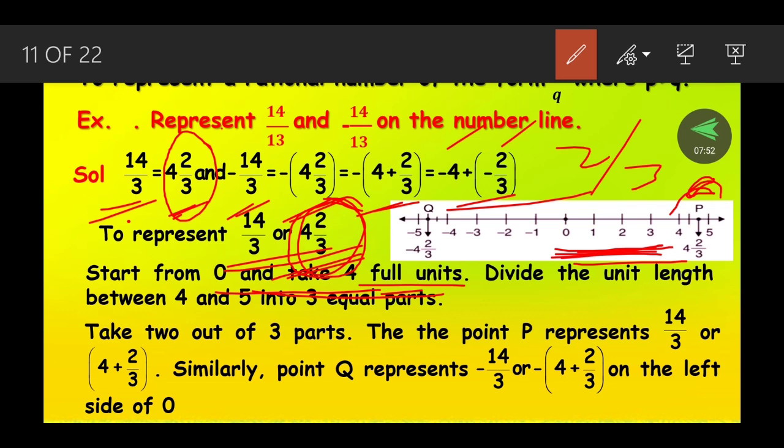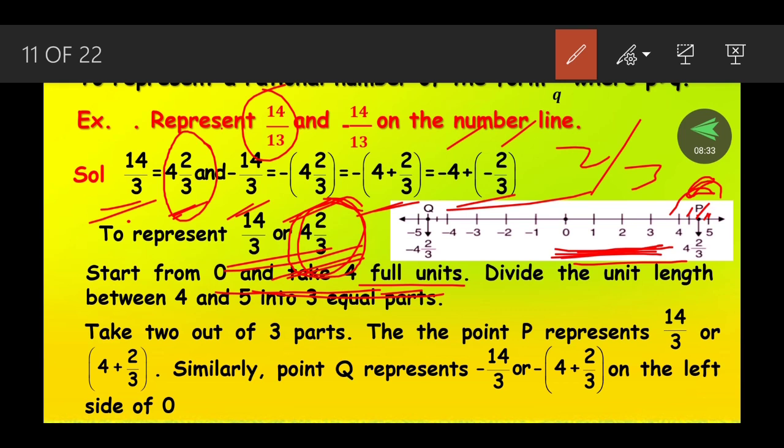And 2 parts. At 1, 2. At the second part, we have to keep P. After crossing 4, between 4 and 5, we have to take 3 divisions, and the second division from 4 we have to take as P. So that represents 4 2 by 3, meaning 4 complete parts plus 2 by 3 part. So that is representing P by Q, where P is greater than Q, on the number line.